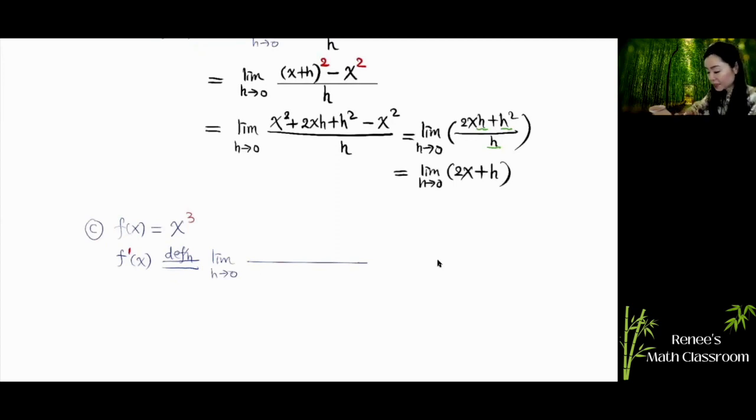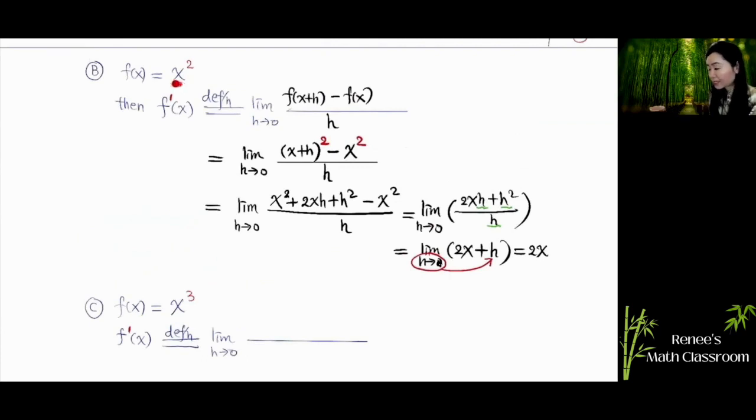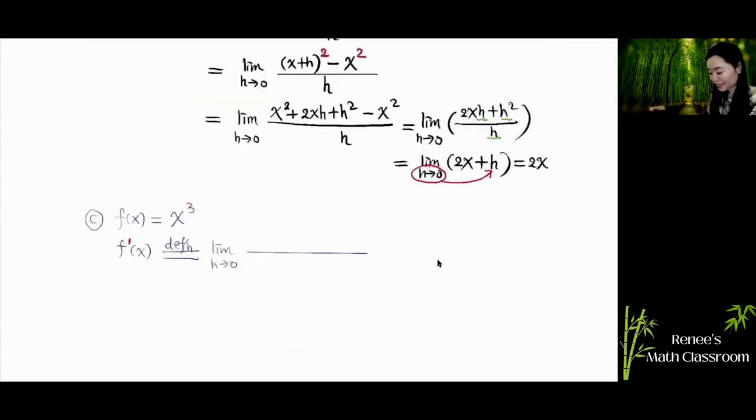Now you see that the variable that is changing here is the h. h is approaching 0. The x here is regarded as a temporary constant. So in this limit, the x doesn't change. So we will substitute h to be 0 to find the limit. That will be equal to 2x. So we found that the derivative of this function x squared is equal to 2x.